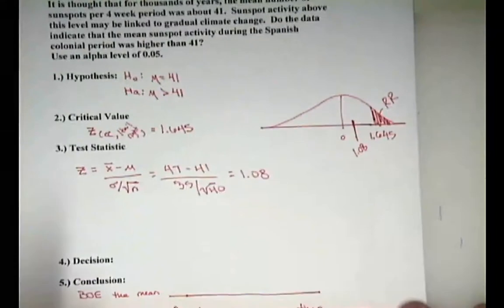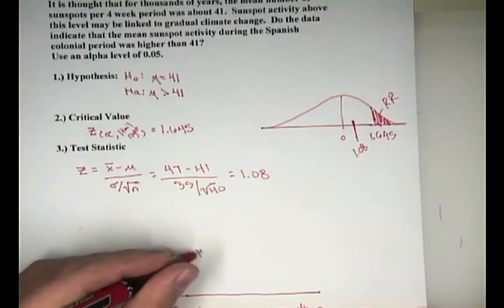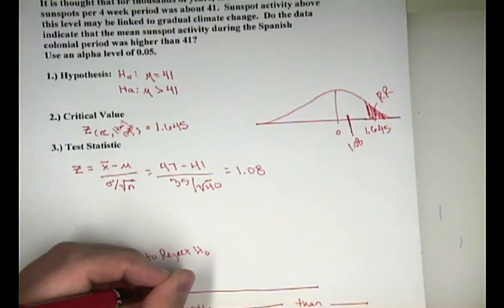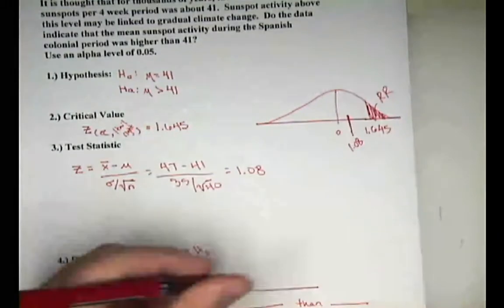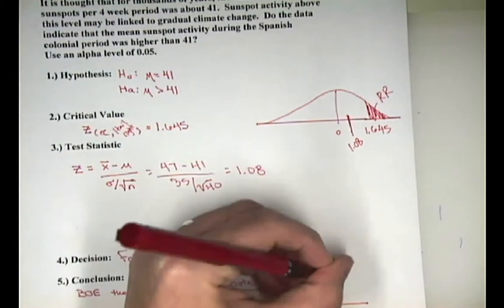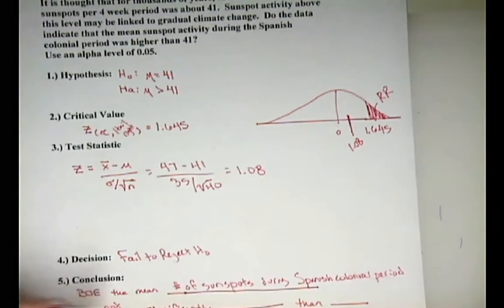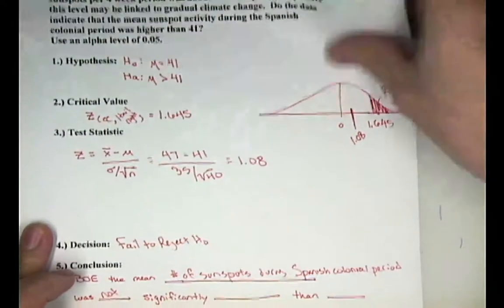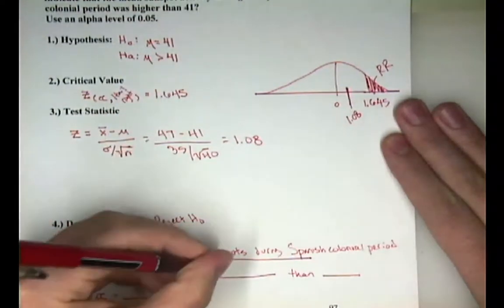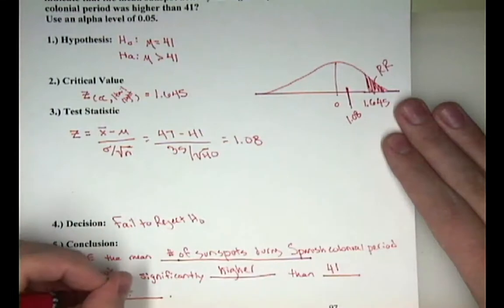So our decision then is we are going to fail to reject H naught. And we're going to conclude, based on the evidence, the mean number of sunspots during the Spanish colonial period, might as well be descriptive, was not significantly... what? We were testing to see if it was higher than 41. So we're going to say not significantly higher, or you could say greater than, than their claimed 41 at an alpha of 0.05.